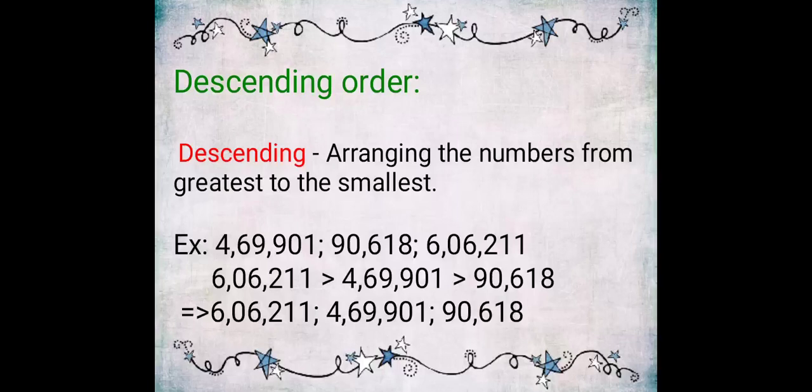So shall we rewrite it? Yes, it is 6,06,211 followed by 4,69,901 and then 90,618. So students, in today's class, we have studied comparing numbers, and ascending and descending order.